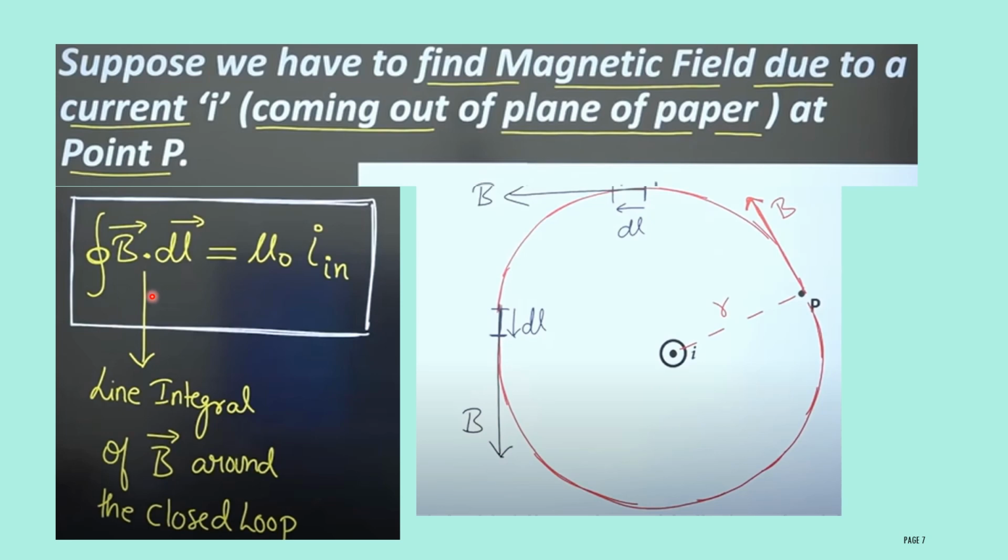Then according to the law, the line integral of B dot dl will be equal to mu naught I inside, the net current I inside. This is the line integral of B around the closed loop, because here we are considering a closed loop, because the conducting wire is in the shape of a circle. Therefore the line integral of B, the magnetic field, which is a vector, around a closed loop, because B indicates a vector, as it has magnitude and also shows the direction. Here the direction is anti-clockwise.